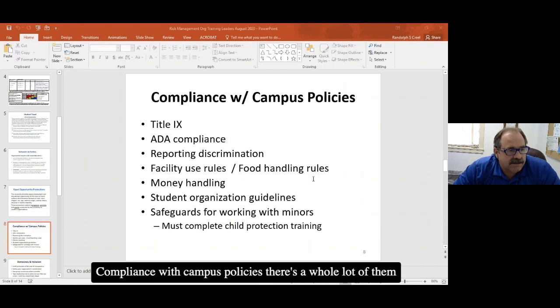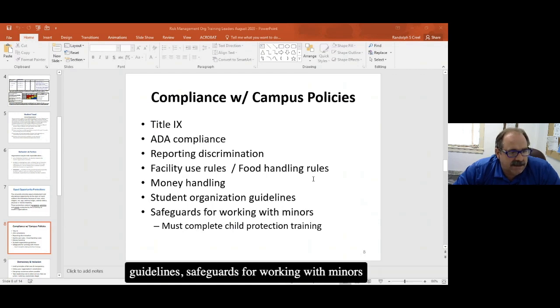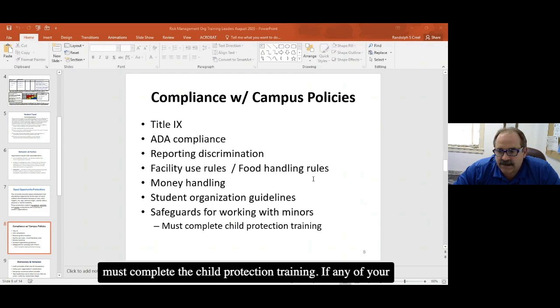Compliance with campus policies. There's a whole lot of them that we have to do. Title IX, ADA compliance, reporting discrimination, facility use rules, food handling rules, money handling, student organization guidelines, safeguards for working with minors. You must complete the child protection training.